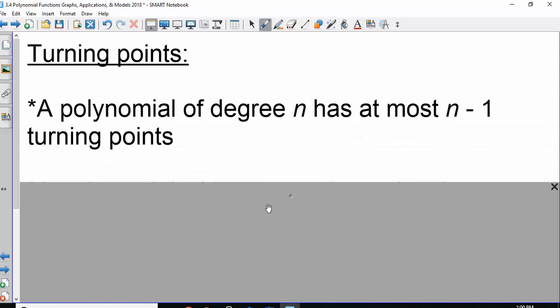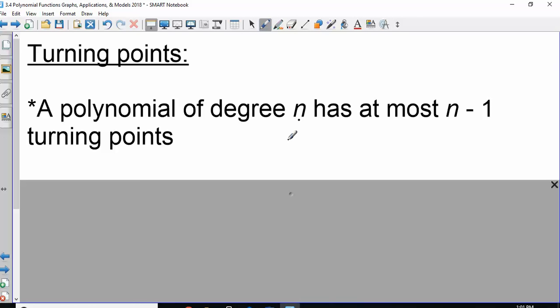In general, the number of turning points your graph can have is at most the degree minus 1. So if the degree is 7, what would be the maximum number of turning points we could have? 6. We don't have to have 6, but that would be the most. Likewise, if I'm looking at a graph and I say, okay, this has 4 turning points, the degree would have to be what? 5 or more.